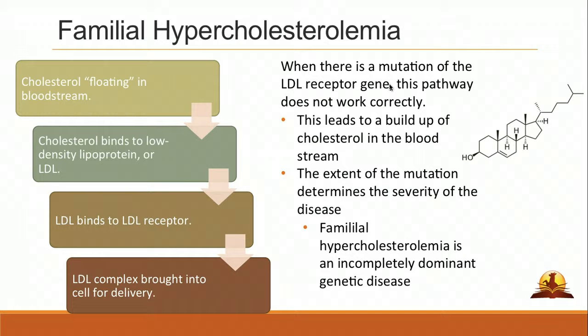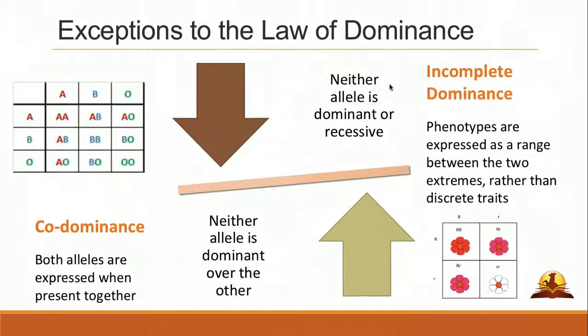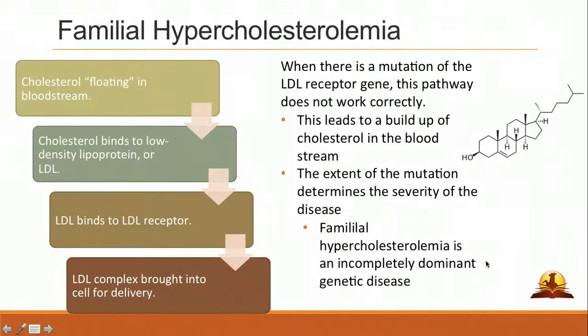This one is an example of an incompletely dominant genetic disease. Remember we talked about incomplete dominance? If you look back, incomplete dominance means that it is a mix of the two. So in this last bullet point, it says the extent of the mutation determines the severity of disease. It's not that you have it or you don't. In this case, if your mom has a little of it and your dad has a lot of it, you'll have a middle ground severity of this problem. So hypercholesterolemia is an incompletely dominant genetic disease. It's a good example of incomplete dominance.